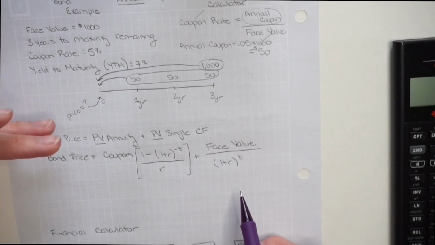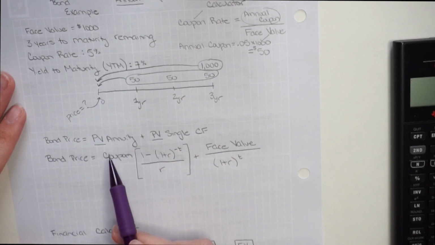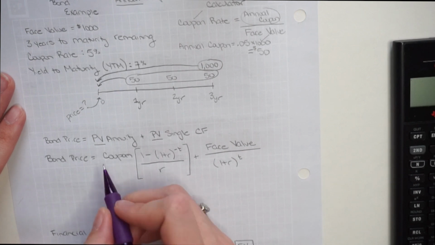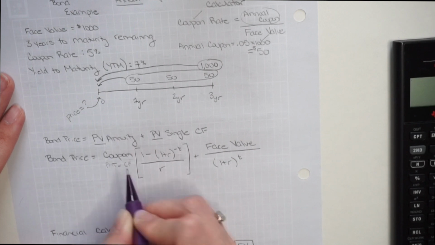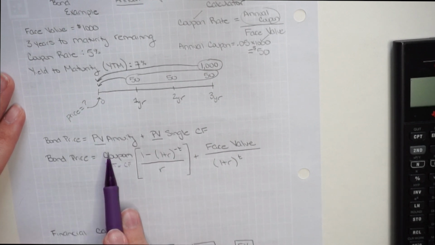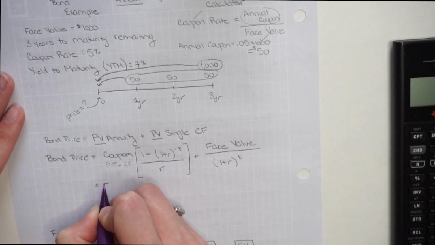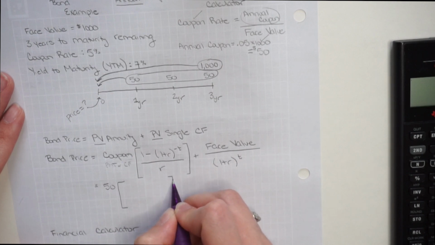Now I can fill them in with the different inputs I have. Let's start with the present value of the annuity. First up, a lot of times this will be labeled as payment or cash flow. All that's referring to here is whatever the coupon is. So our coupon in this case is $50. And now we have to do this whole portion in brackets.